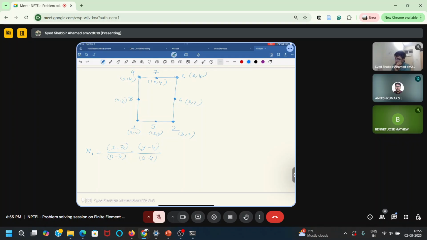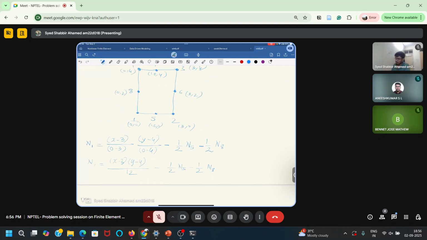This is one part. In addition to that, I have to take minus half of N5, minus half of N8, because we have not considered these points, right? Now we will take the effect of these points. If I write (x minus 3) into (y minus 4) divided by 12, then 1 by 2 N5 minus 1 by 2 N8.